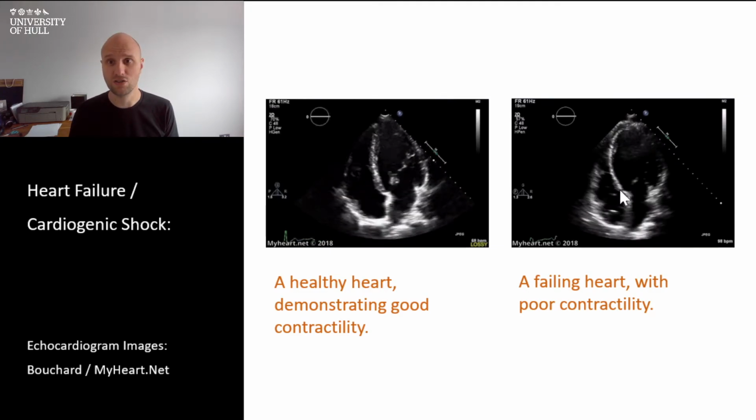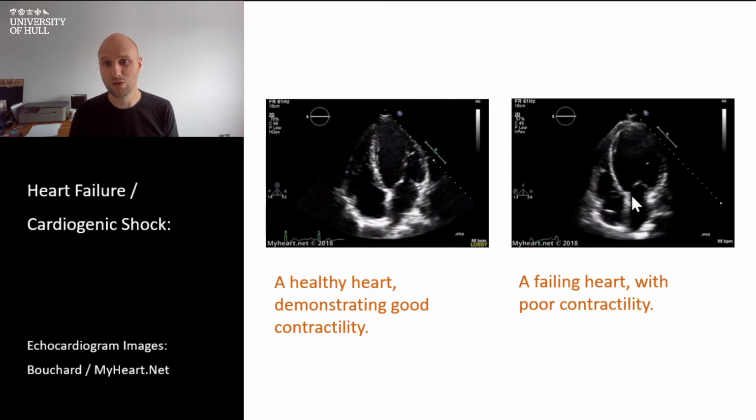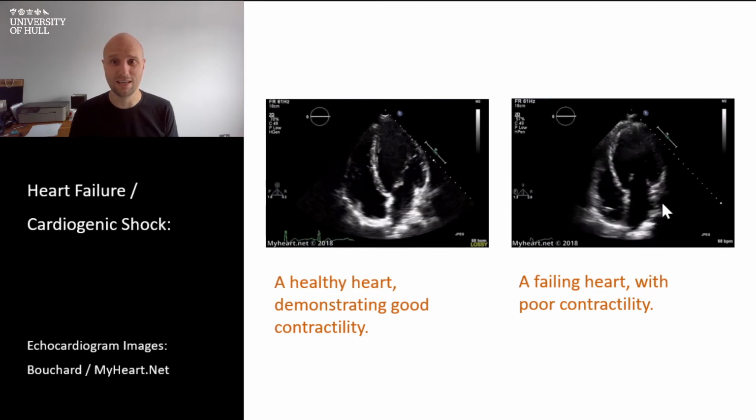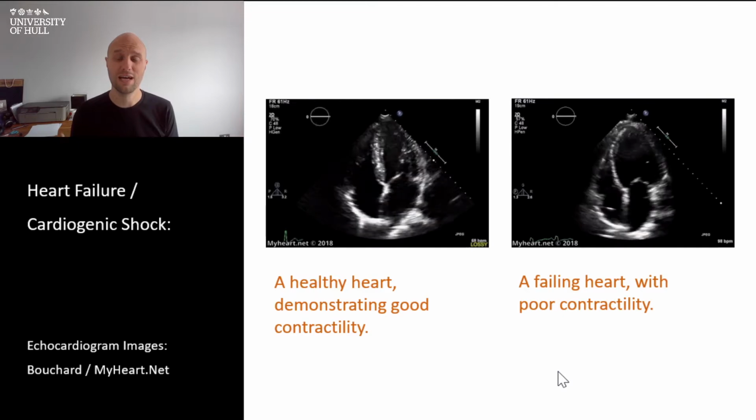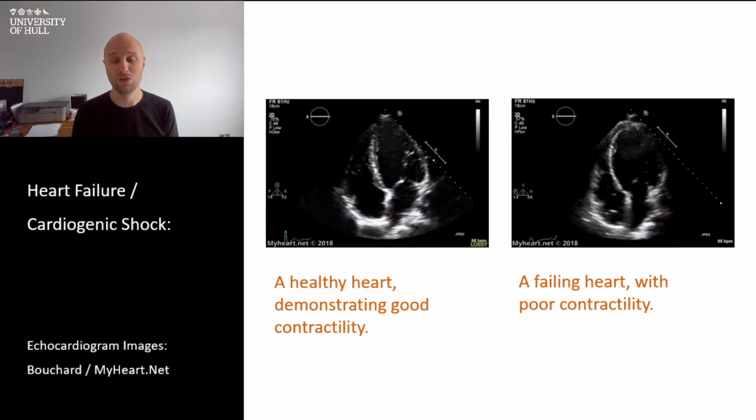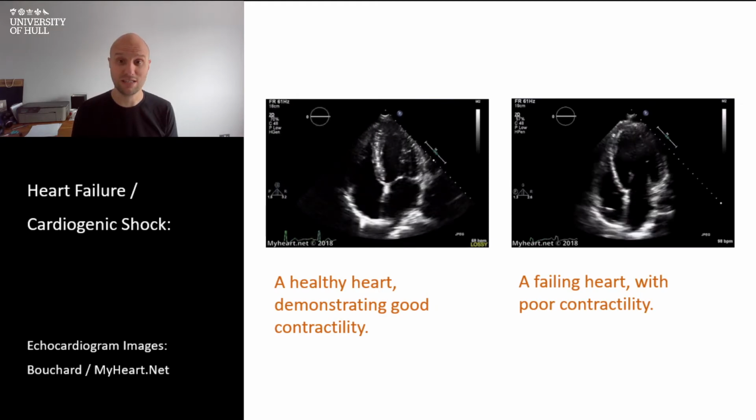If we contrast that with the image towards the right of your screen, this is a failing heart, and you can see that whilst the heart is going relatively quickly, these walls aren't really moving towards one another. There's not a great deal of movement of the annulus towards the apex, and very little of the end diastolic volume, so the blood within the left ventricle at the end of diastole, is being ejected with each contraction.